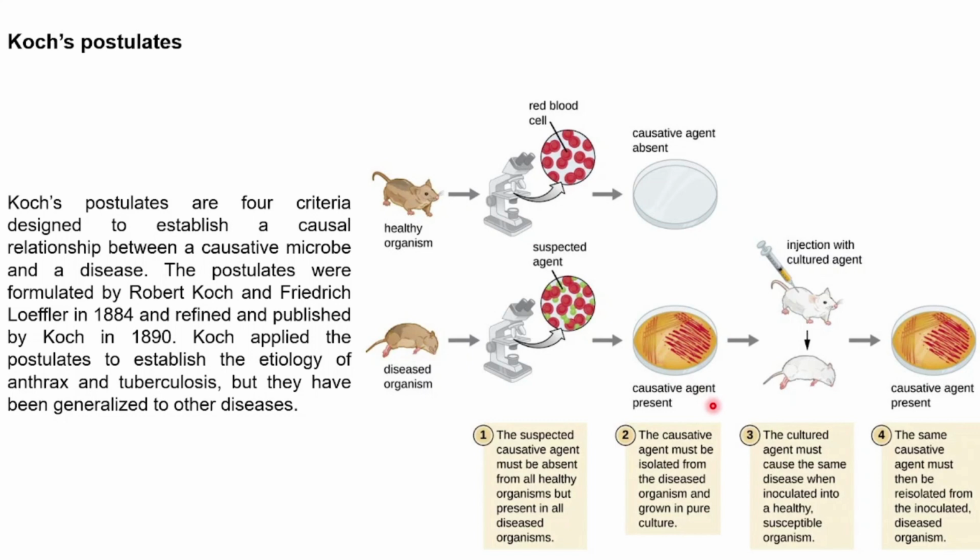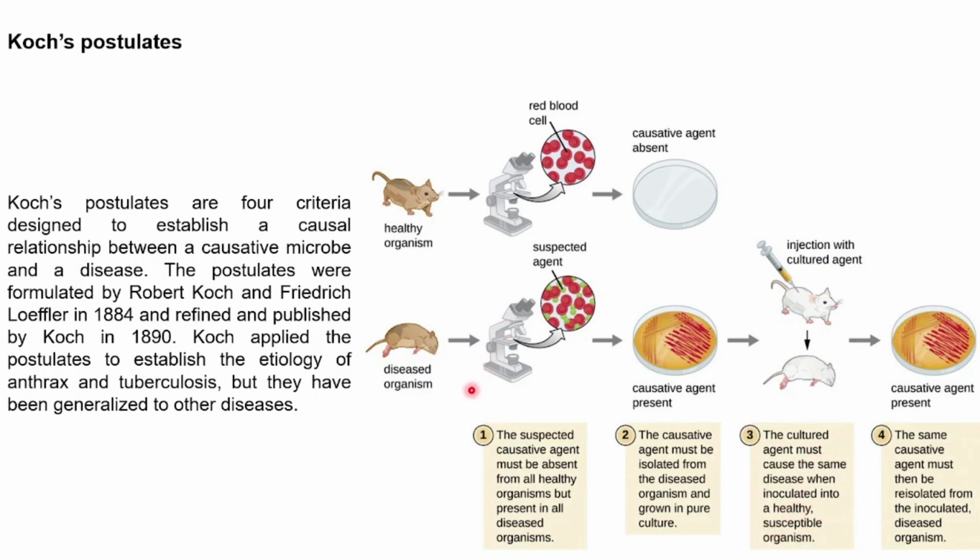So the causative agent that we get from the diseased organism, we take that and we grow that in pure culture. And then, to verify that this is the causative agent that was causing that disease, we will infect a healthy organism with that exact agent. So the cultured agent must cause the same disease when inoculated into a healthy susceptible organism.